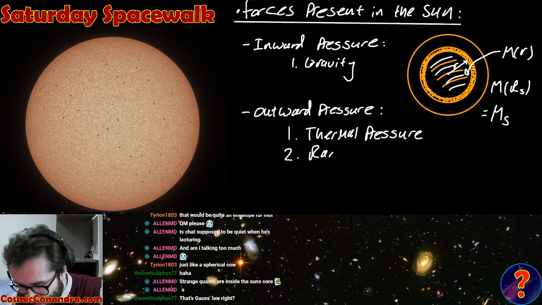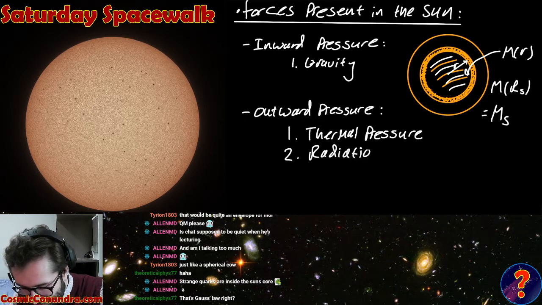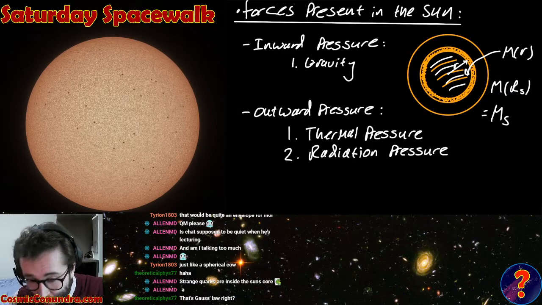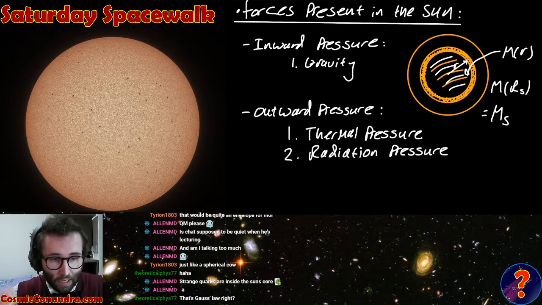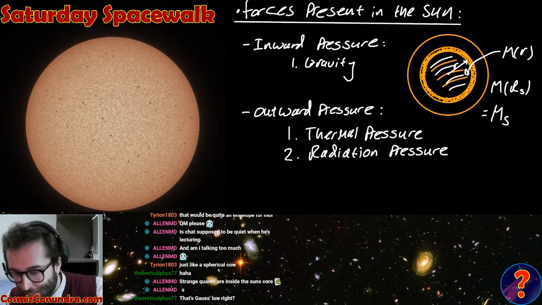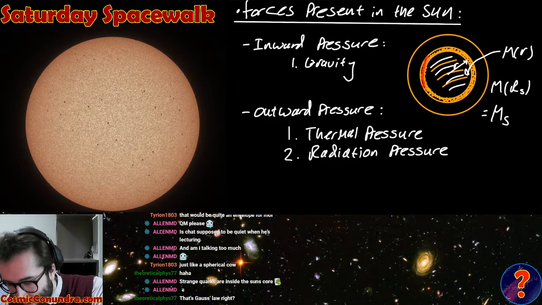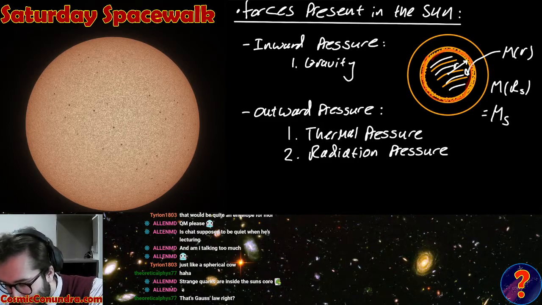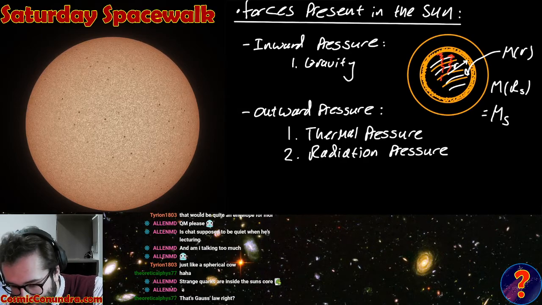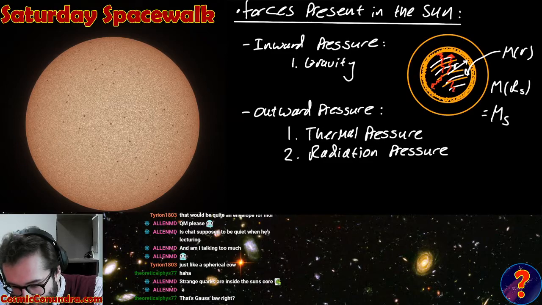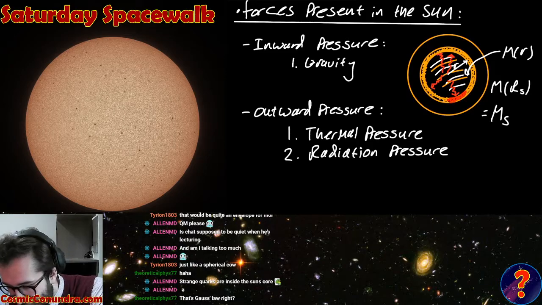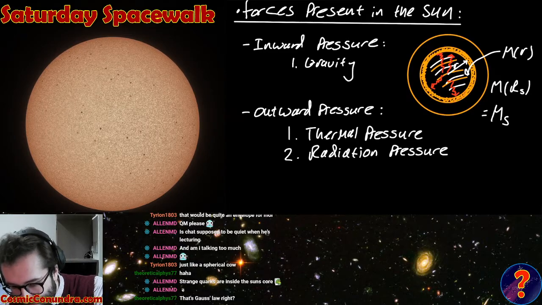Secondly, there's radiation pressure. This is a pressure due to photons that are produced inside of the Sun in these nuclear reactions, coming out and being absorbed by these outer layers. So within this ring here, there are photons produced by reactions interior to this shell, and some of these photons are absorbed by this layer here. And photons, of course, carry momentum.